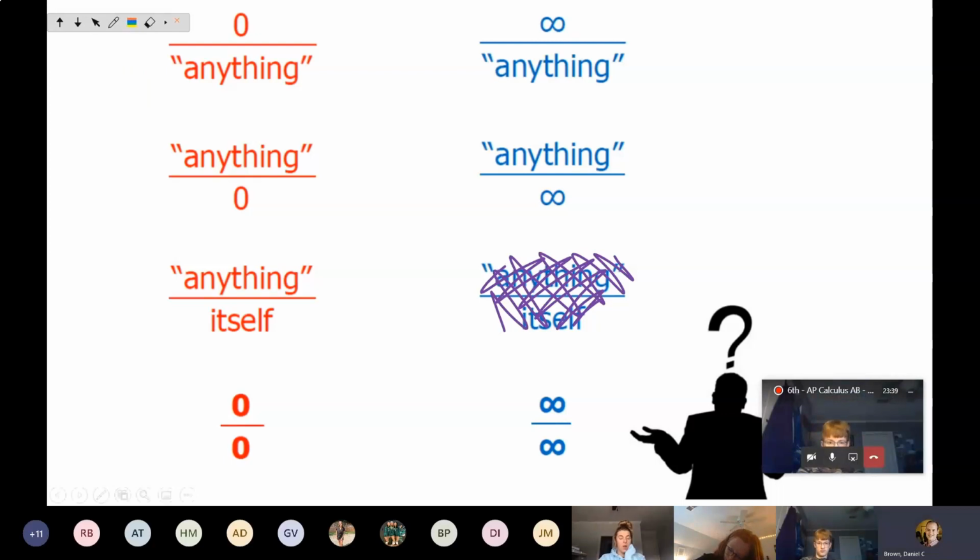I'm going to start with the red column first, because we're going to see a lot of fractions when we do limits. So in this first one, if I have 0 over anything, in math, what is 0 divided by anything? 0. 0 divided by 4, 0 divided by 5, 0 divided by negative 100. It's all 0. Good to know for that.